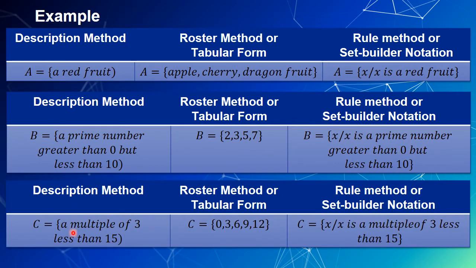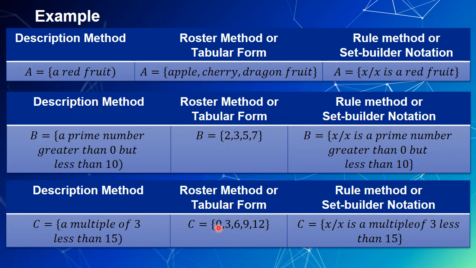Okay, our third example is set C, a multiple of 3 less than 15. So when we say multiple, these are numbers which can be divided by 3. So we have here the roster method. Make sure that those numbers that can be divided by 3 are less than 15. Writing those elements, we have 0, 3, 6, 9, and 12.